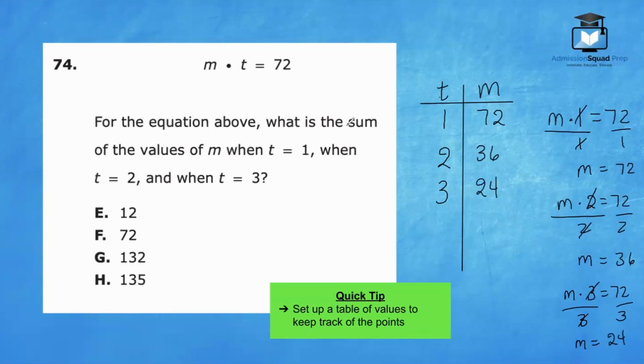The question says, what is the sum of the values of m? So we will add 72, 36, and 24 together. Let's add these 3 numbers. 36 plus 24, we have 6 plus 4 is 10, and 3 plus 2 is 5, plus 1 is 6. And then we're going to go ahead and add 72 to 60. 0 plus 2 is 2, and 6 plus 7 is 13. So our total sum is 132. So G is the correct answer.